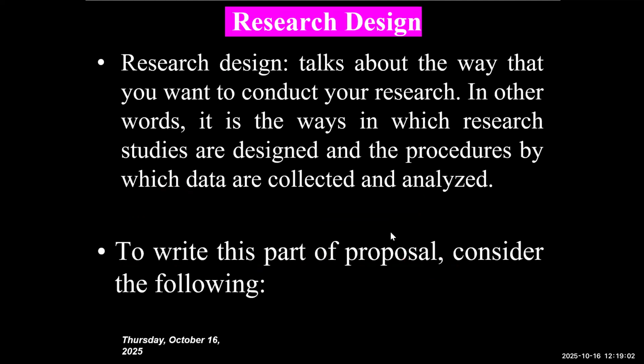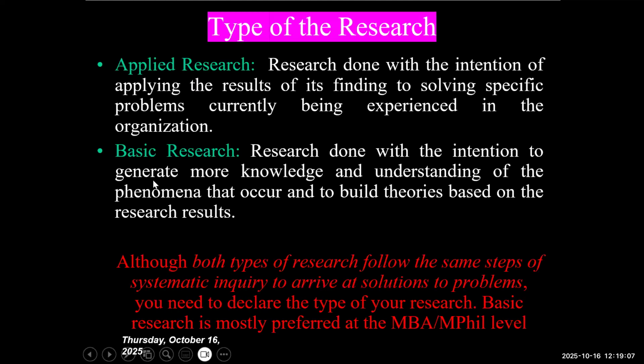So to write this part of the proposal, consider the following. Before we go with the research design, there's something that we need to look at. First, we must know the different types of research that are out there. So we have what they call applied research and basic research. Applied research is research which is done with the intention of applying the results of its findings to solving specific problems currently being experienced in the organization. So here, there are real-world problems that you have identified in the organization and you want to really address them. Then we go with what we call applied research.